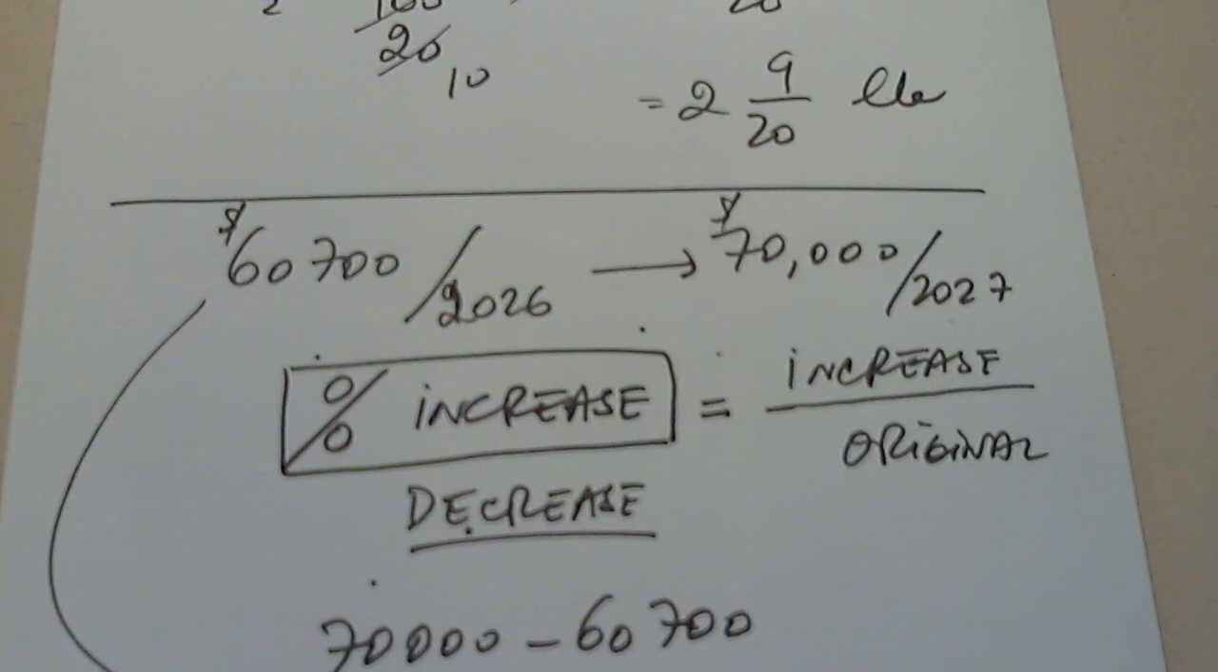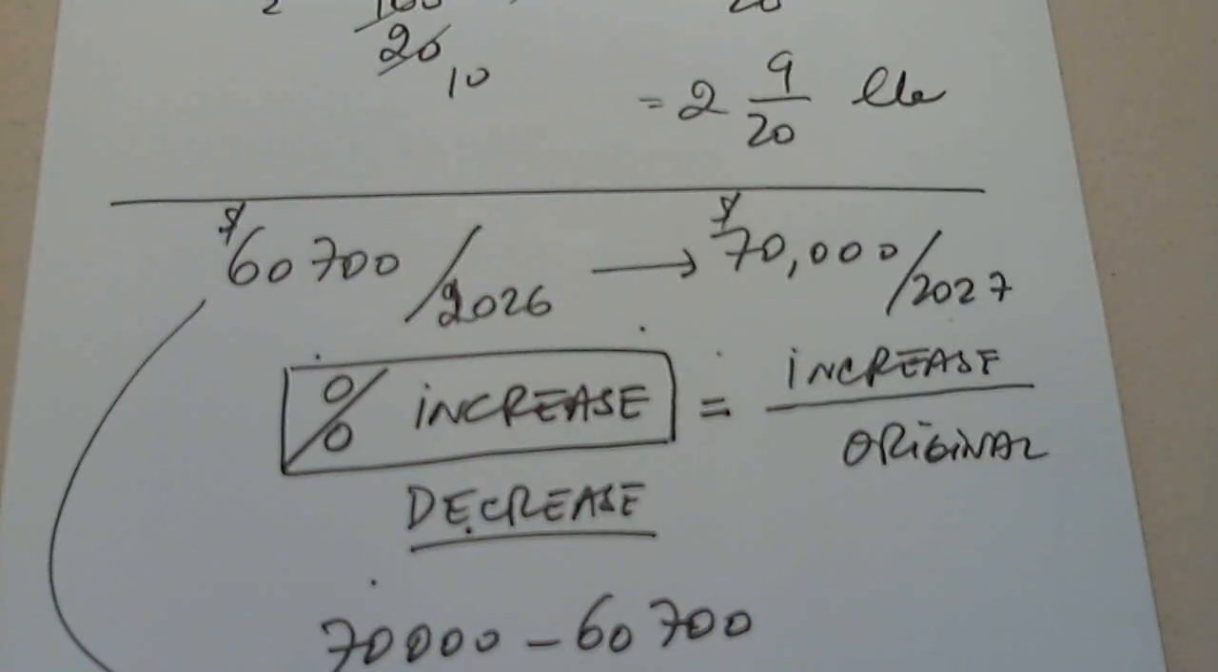And don't forget parentheses. So 70,000 minus 60,700. On paper, we don't need parentheses. But in the calculator, you do. And then we divide by the original. And the original was 60,700. And we press enter.